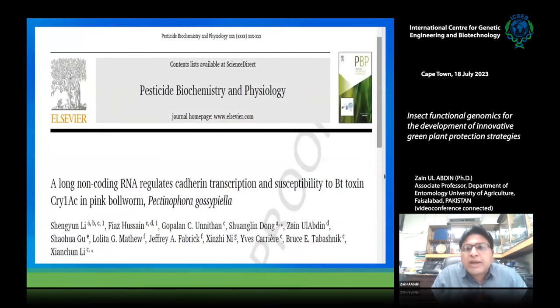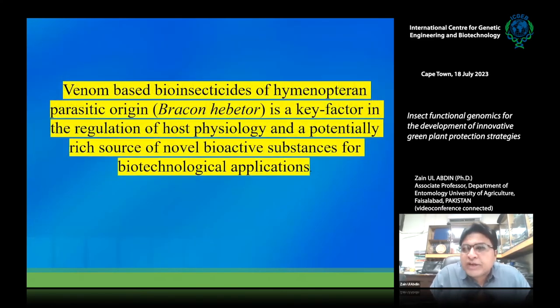Likewise, with our collaborations, we have isolated some long non-coding RNAs to break the resistance development in Pectinophora gossypiella against Bt cottons, because there are some receptors that have mutated against the Cry toxins. We try to identify the cause of mutations in receptors. Cadherin is one of the receptors which is mutated, and that's why Pectinophora gossypiella, pink bollworm, has become resistant against all types of Bt cottons, particularly in Pakistan, but I think everywhere in the world the situation is the same. So venom is a biopesticide of Hymenoptera.